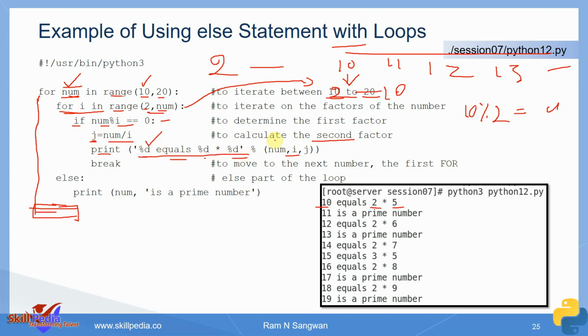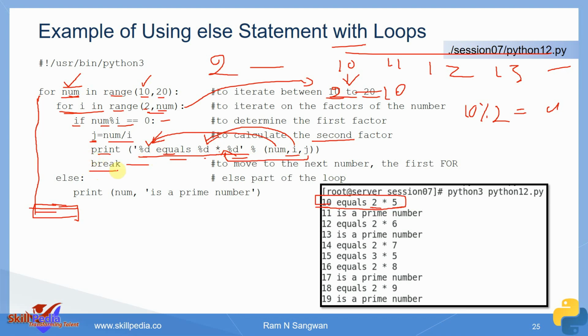So this is how we are inserting the value. Percent d, the first variable will go here, that is 10, equals percent d, i will go here, 2 multiplied by j is 5, j will go here. So this will be the output, 10 equals 2 multiplied by 5. Break. This is what the statement was you are looking for. Continue.